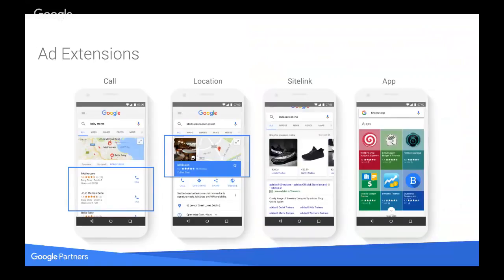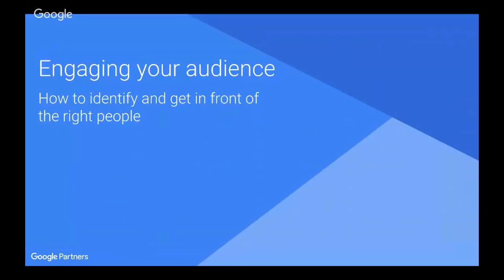This can be in terms of call extensions, which drive users to call your business if they need to speak to a human being to complete a particular action. Something like a location extension, which allows them to come visit your business or to see where exactly your business is located. A site link extension, which could direct them to particular sections of your website that may be more relevant to them than the main landing page that you've selected, or an app extension, which could drive them to install your application itself.